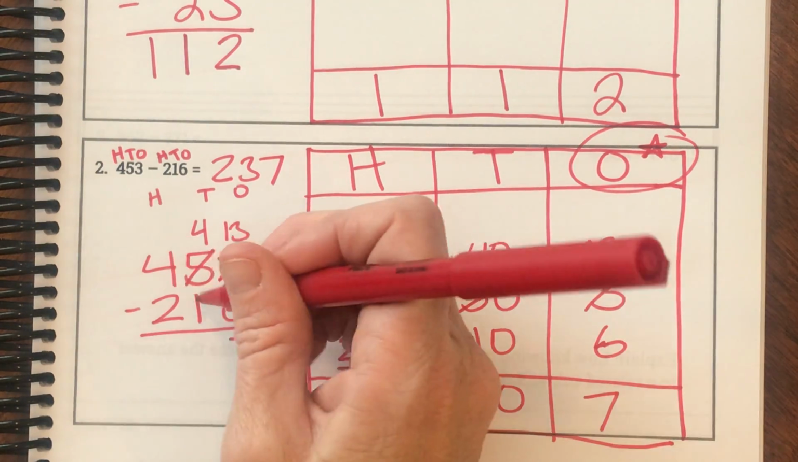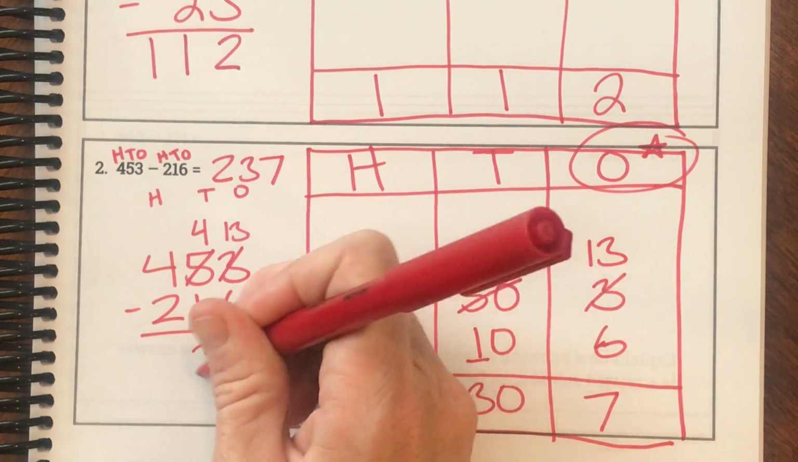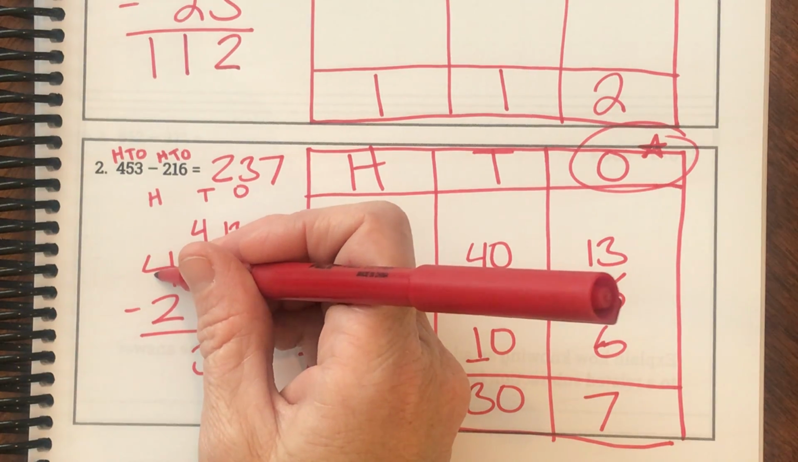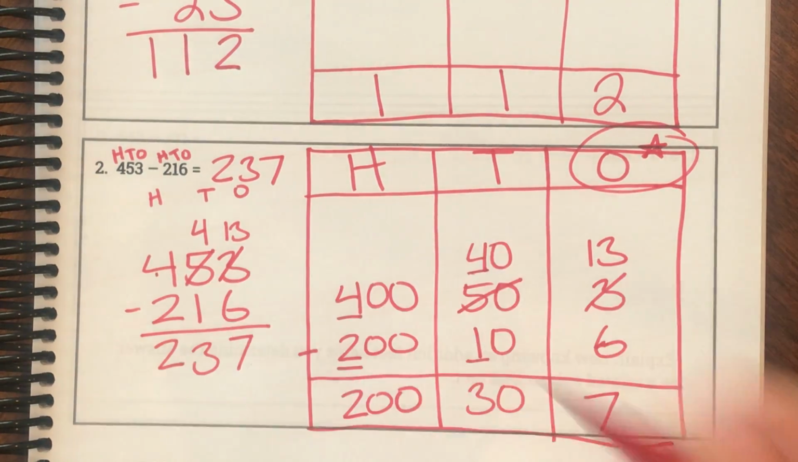4 tens take away 1 ten is 3 tens. And 400s subtract 200s is 200s. So my difference is 237.